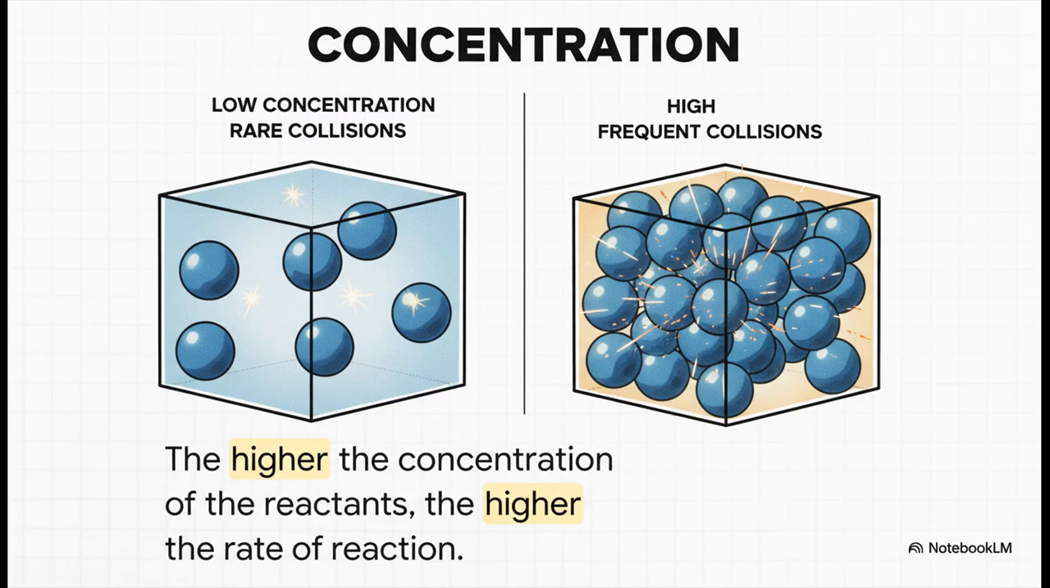All right, our next knob, concentration. This one's pretty intuitive, right? If you pack more particles into the same space, they're just going to bump into each other way more often. It's like being in a crowded room versus an empty one. And in chemistry, more bumps, more collisions, means more chances for a reaction to happen. So, higher concentration equals a faster reaction.